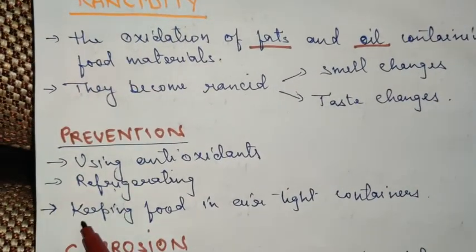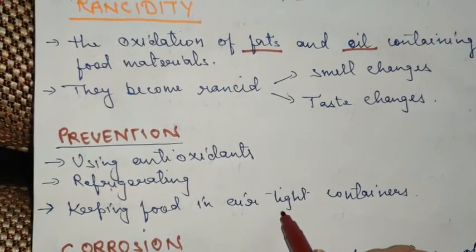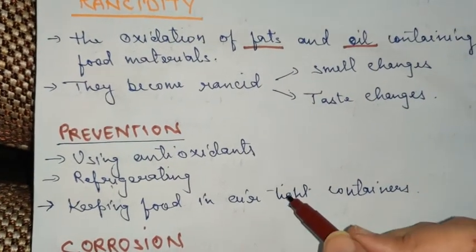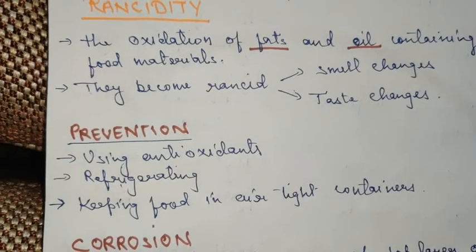As you can see here, keeping the food in an airtight container, because airtight means there is no possibility of air getting inside the box. When there is no air, there will be no oxygen, there will be no microbial growth. So this is also one of the common methods used.